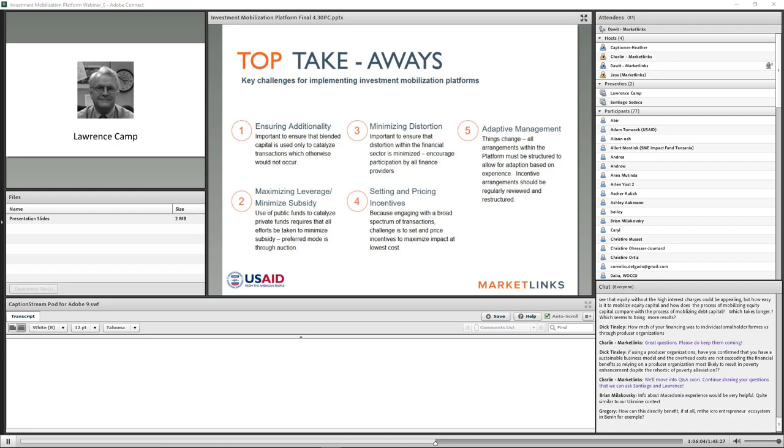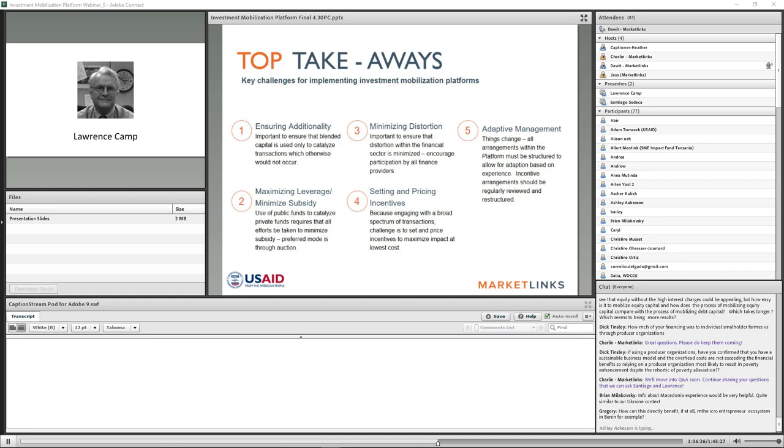Maximizing leverage, or conversely, minimizing subsidy. Again, the mission has a limited amount of money. That money needs to go as far as it can. And from a taxpayer's perspective, this is public funds, taxpayer funds. We are obligated to make sure we're getting as much leverage as possible.